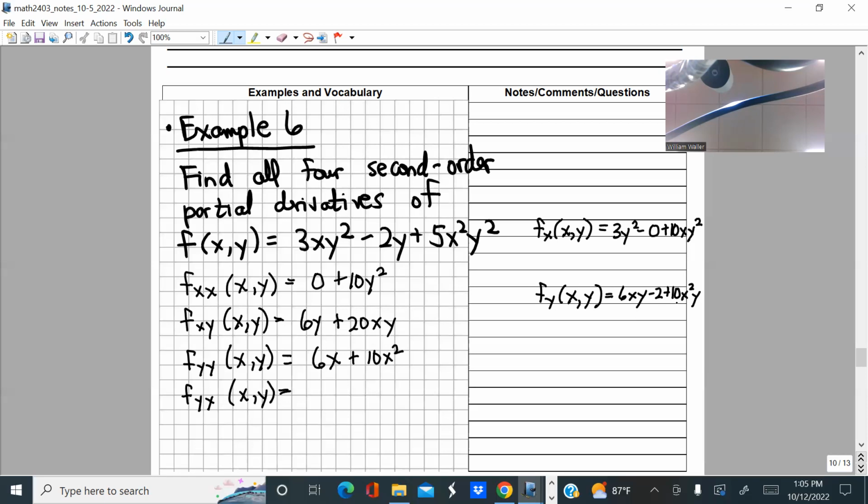So let's differentiate this with respect to x. What do we get? 6y, is that right? And then that's 0. And then here with respect to x, is that 20xy? Yeah. There they are. Okay.